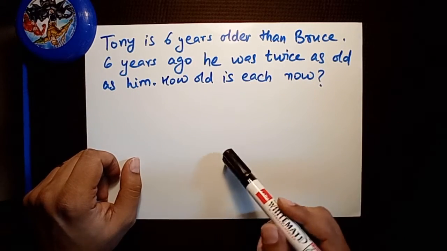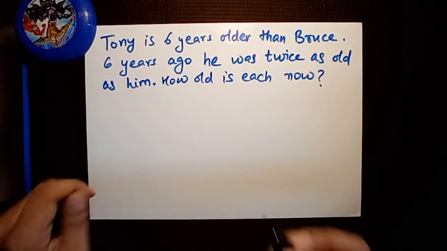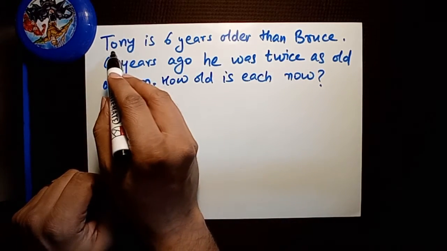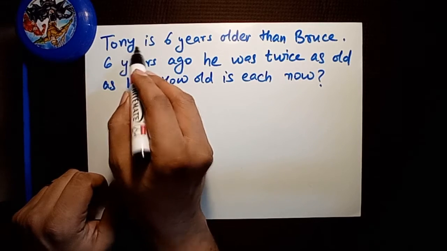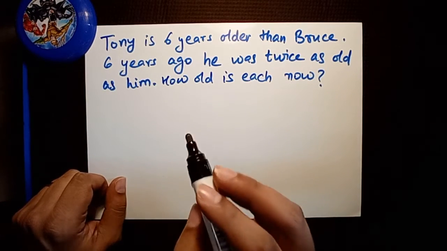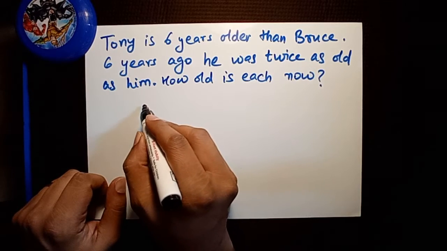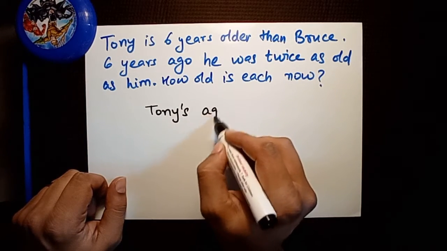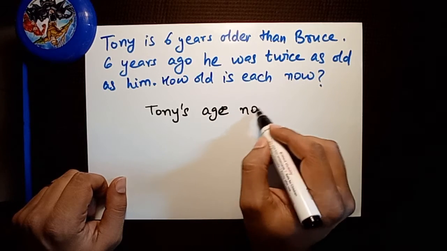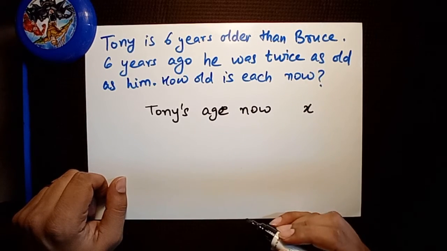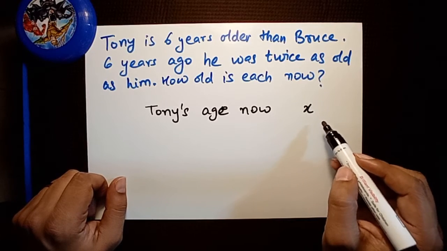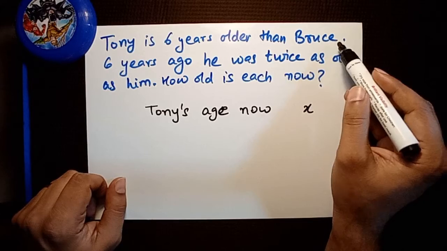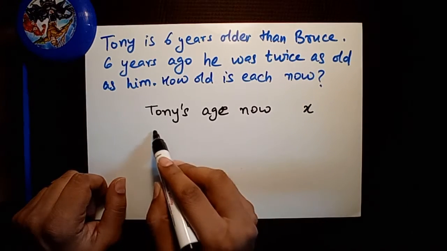Because I am a Stark fan and he saved the world from Thanos and everything, even though Bruce also snapped his fingers and got hurt, I will say let's take Tony's age now as the variable X. So if Tony's age is X, which is a variable, what is the age of Bruce now?